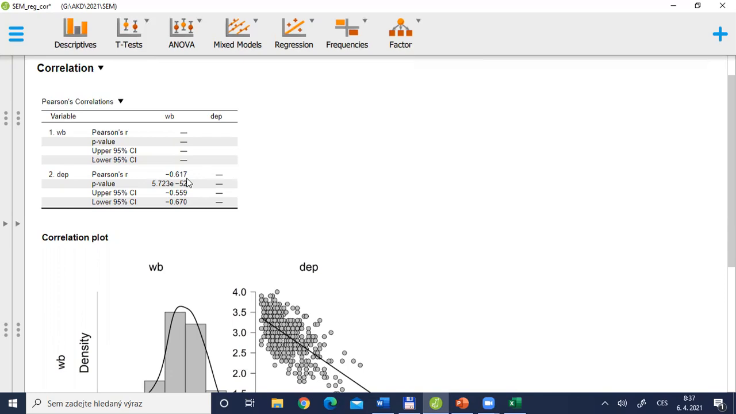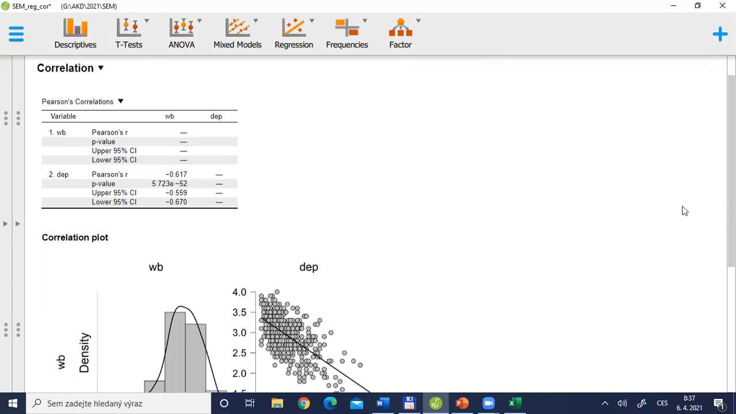This is first result. It seems to me that depression and well-being are quite strongly correlated to each other, at least for these data. And once again, these are data for Czech students. So this is the first insight.